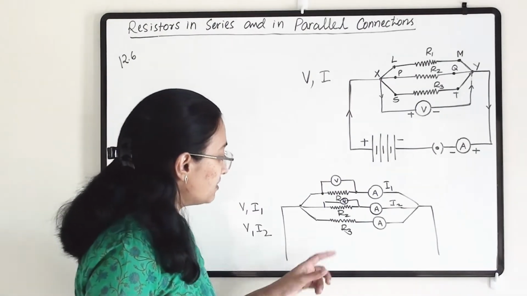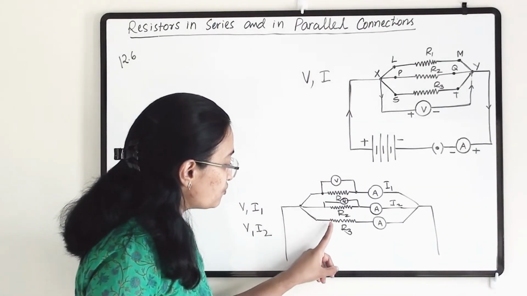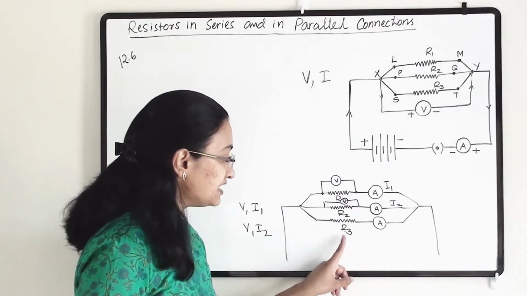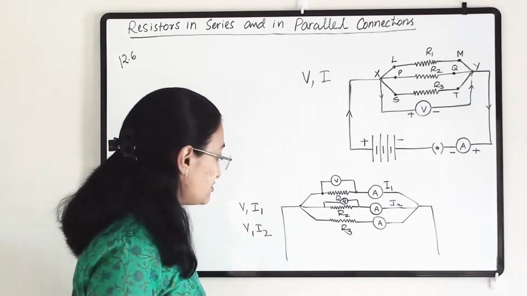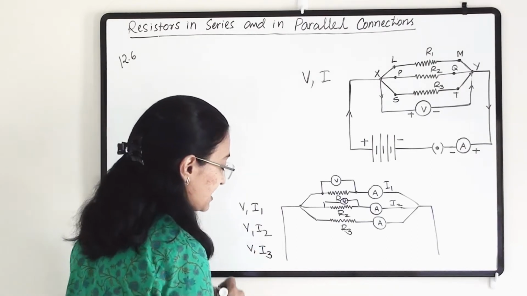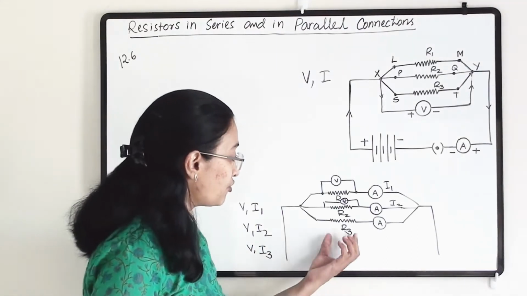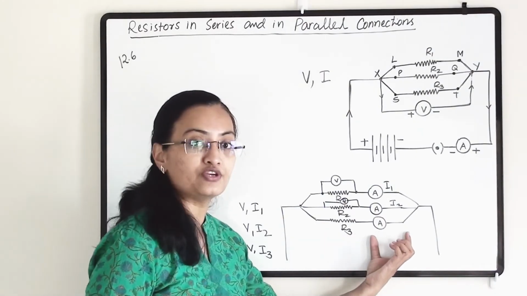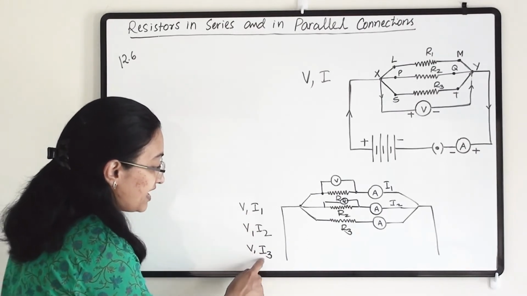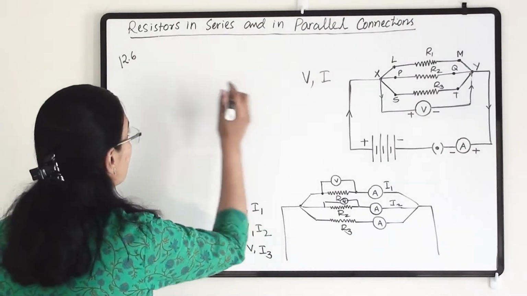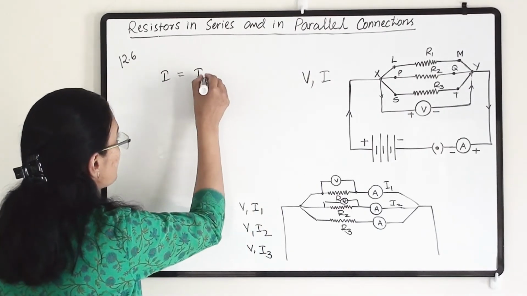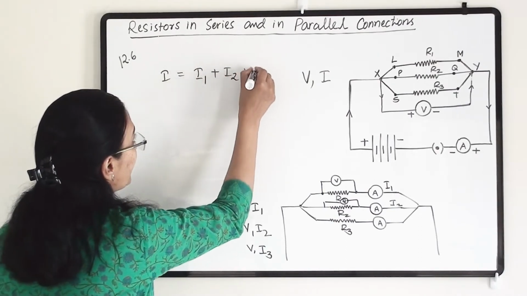Similarly in the third step, we attach the voltmeter across R3 and the ammeter in series with R3. Again we will get two values, the potential difference and the current, which is I3, since the current is passing through R3. Now after seeing the values of I1, I2 and I3, we will get to know that the combined current we got from the first step is equal to the summation of I1, I2 and I3.